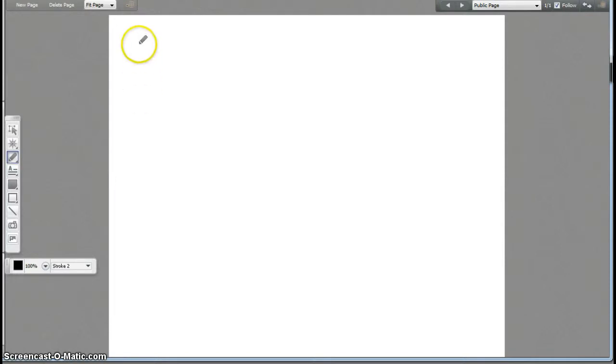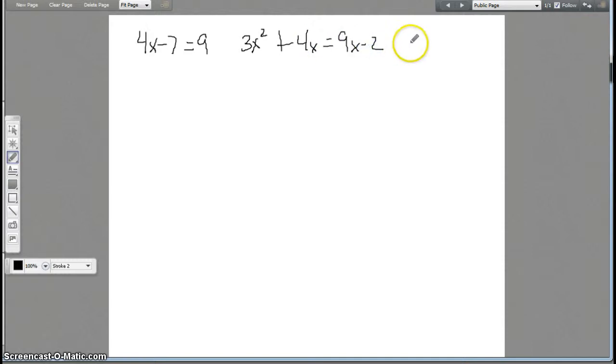So when you see the equations 4x minus 7 equals 9, or 3x squared plus 4x equals 9x minus 2, or even x cubed equals 4x plus 2, these are all polynomial equations. They're polynomial equations because both sides of the equations are polynomials. Remember, a polynomial is a monomial of one or more terms. So these are polynomial equations.